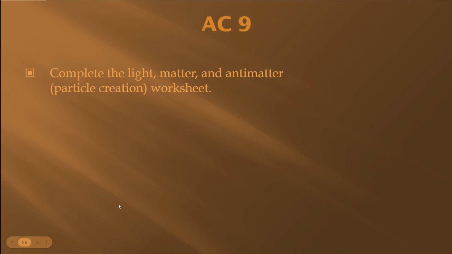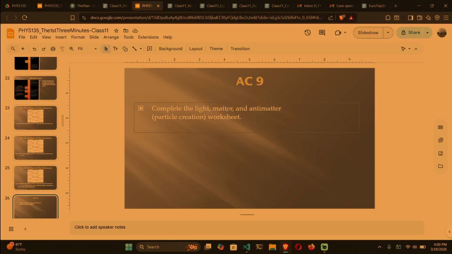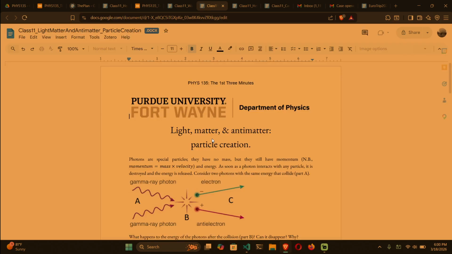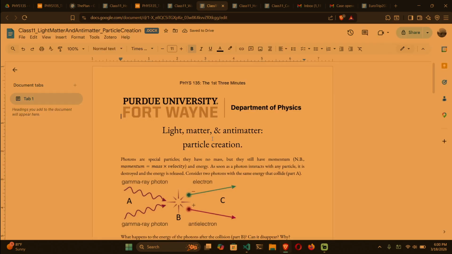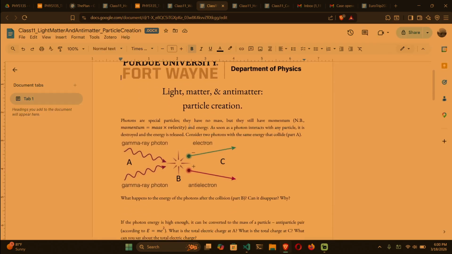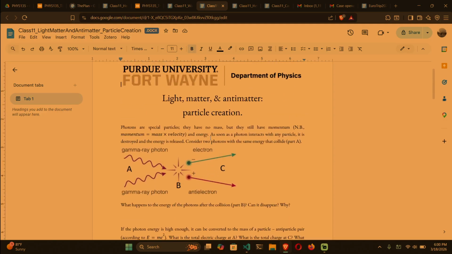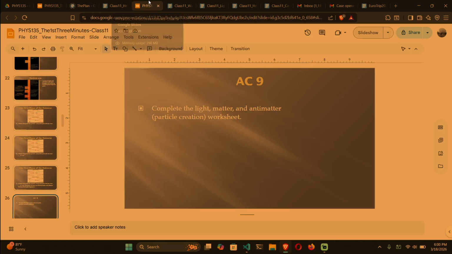All right, and next we have a worksheet. I'd like for you all, for your attention check 9, to work on the light matter and antimatter worksheet, or I've also called this particle creation, where you'll get to think through this process in a little bit more detail. So I hope that you all enjoy that. Go ahead and pause the video and try that worksheet out. It should be, I'd say, about a 30-minute worksheet, roughly speaking.